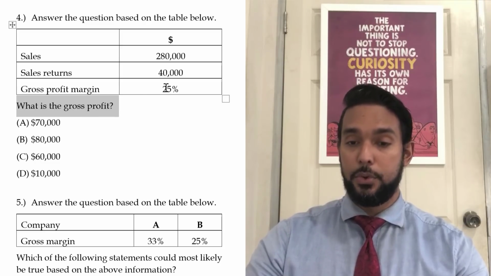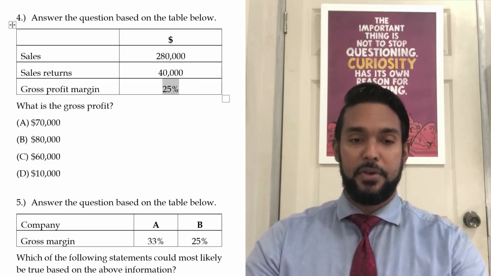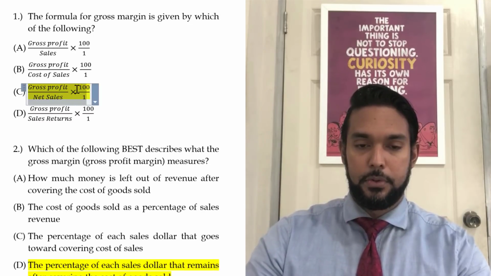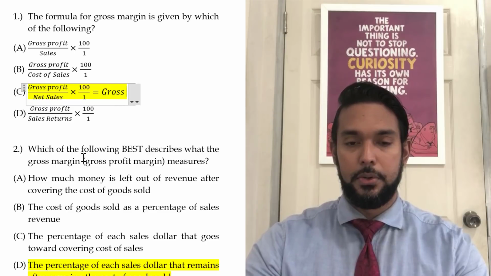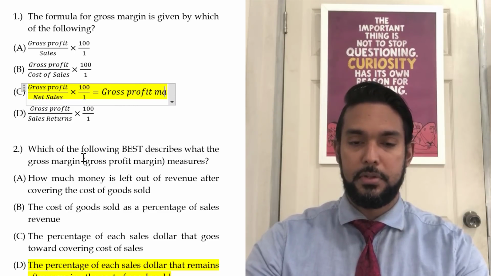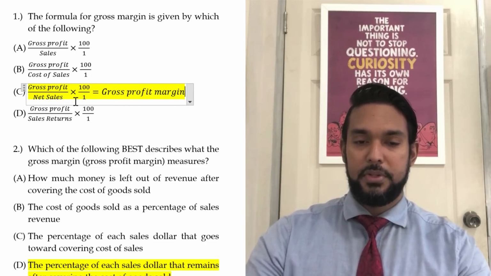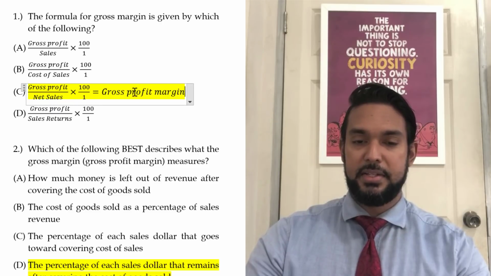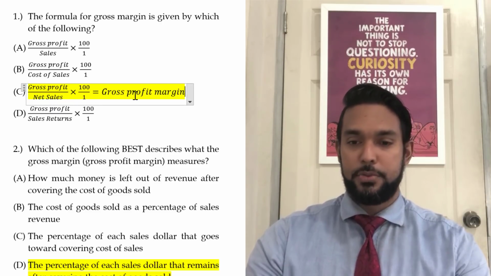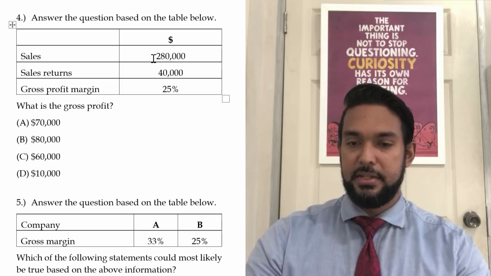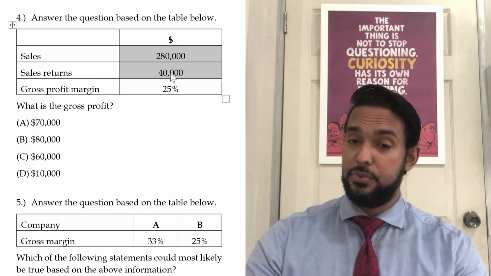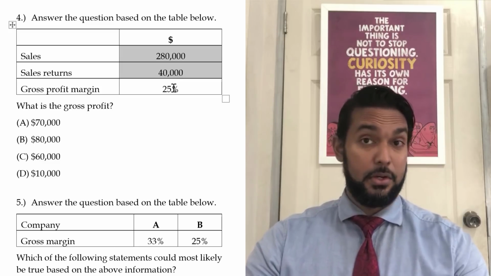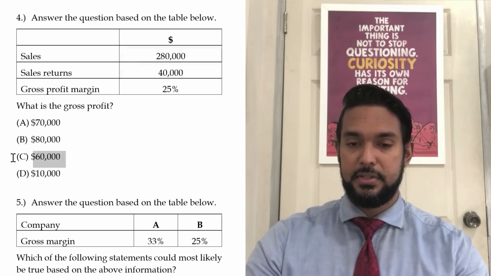If you have your gross profit margin, think about it from this perspective. If your gross profit over net sales times 100 is equal to gross profit margin, and you want to find gross profit, you just multiply net sales by the gross profit margin. So net sales is 280, sales minus sales return. So 280 minus 40, which is 240. 25% is a quarter. A quarter of 240 is 60.